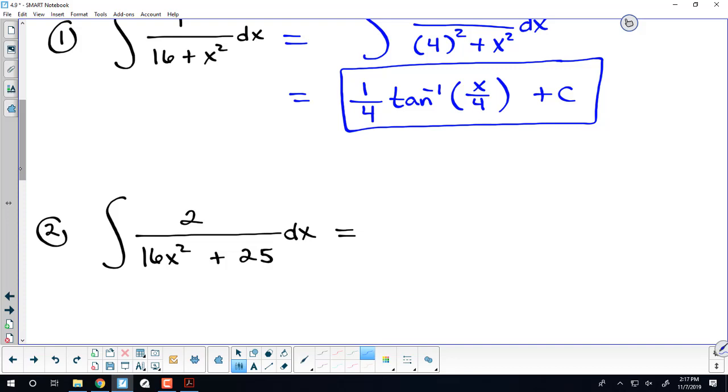All right, you kind of have a similar thing here with example 2, but we have a 16x squared, and the one on the formula sheet is just in terms of 1x squared. It's not a squared plus, you know, b times x quantity squared. There is no number in front of the x. So the way we want to think about this was pull the 2 out as a constant multiple. So we'll just put that out front and deal with it later. 1 over 16x squared plus 25.